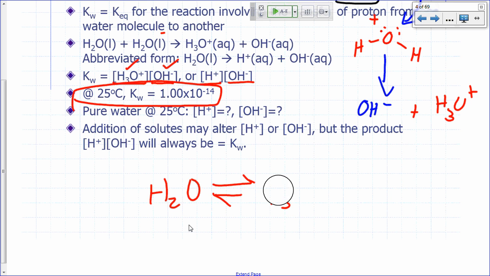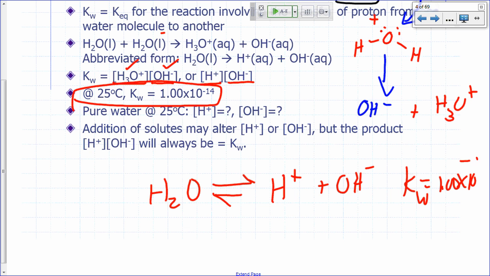Let me write that as H plus times hydroxide, and Kw is 1.00 times 10 to the negative 14. Is that a very big number or a very small number? Very small number. So you can say you're going to have just trace amounts of hydrogen and hydroxide ions in water, in pure water, right?